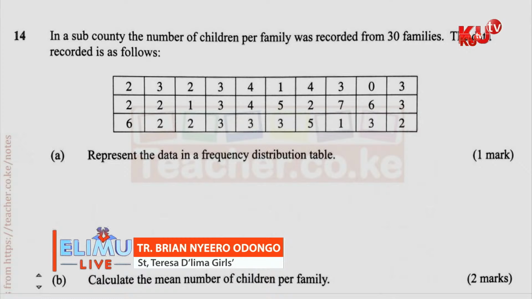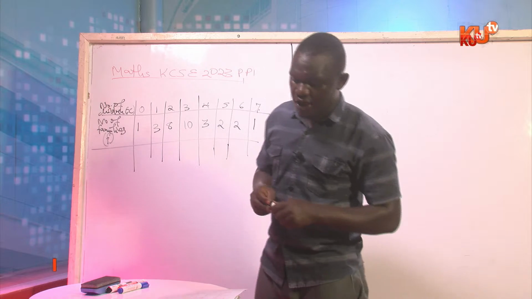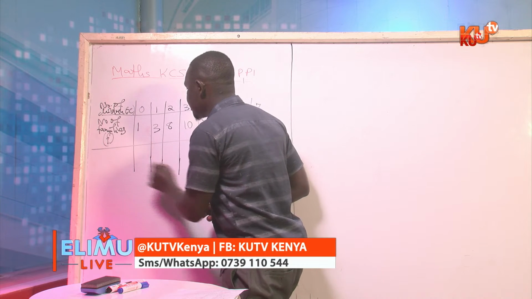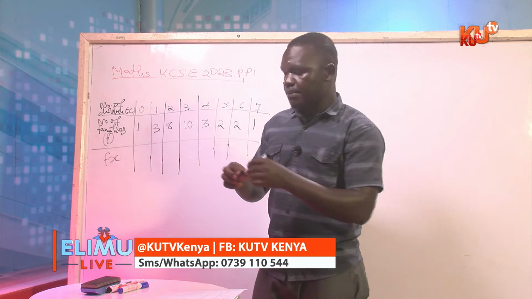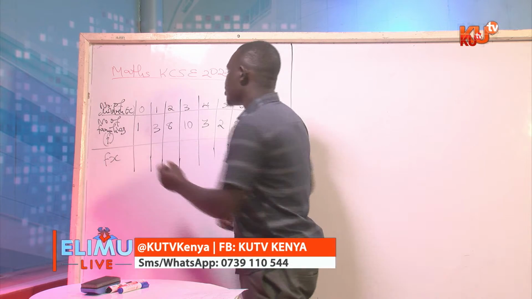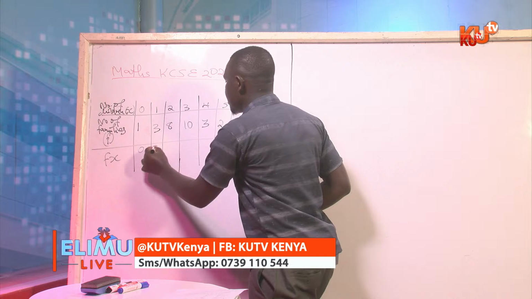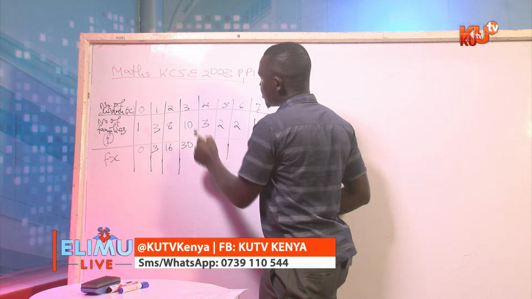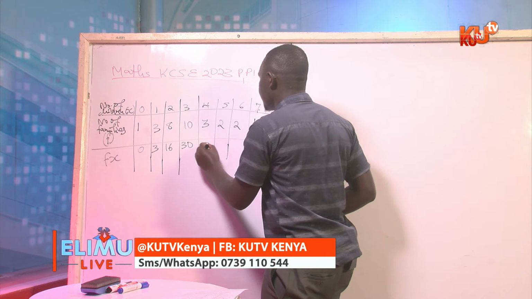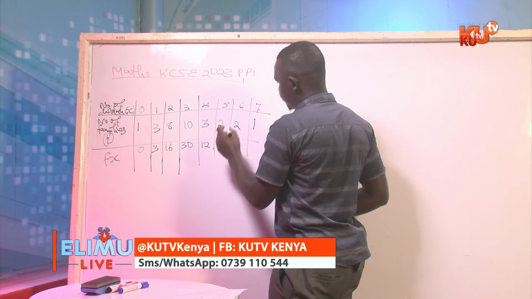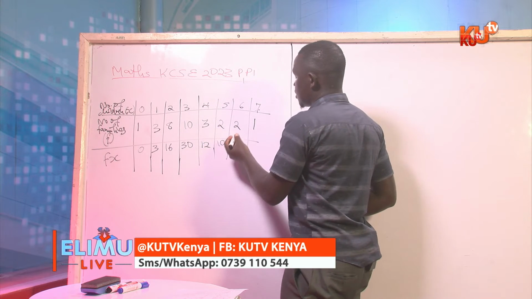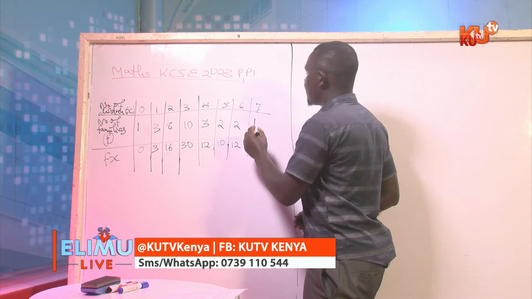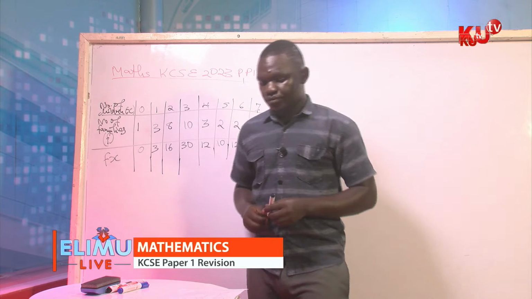So by doing it like that, have we really finished getting our frequency distribution table? No, because we have to add the last row here. That is the fx. Fx means simply it is f times x. So here it is 0 times 1 is 0, 1 times 3 is 3, 2 times 8 is 16, 3 times 10 is 30, 4 times 3 is 12, 5 times 2 is 10, 6 times 2 is 12, then 7 times.